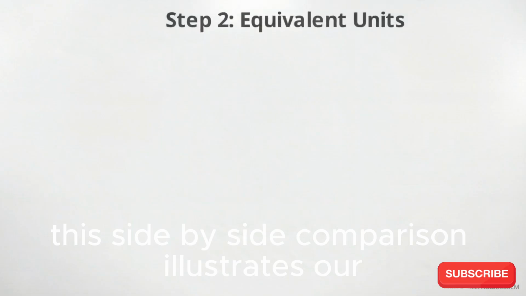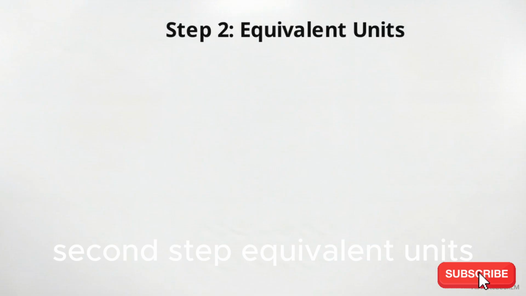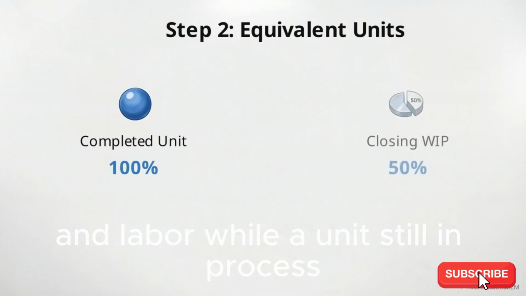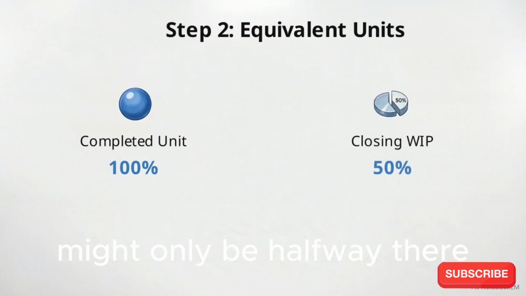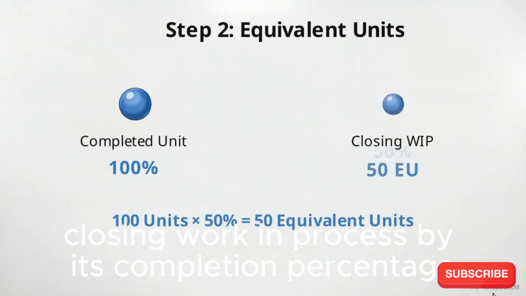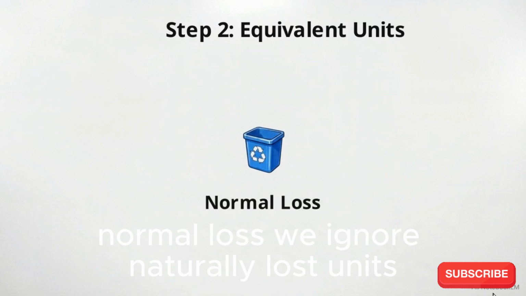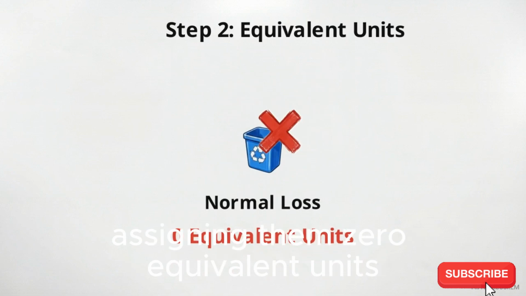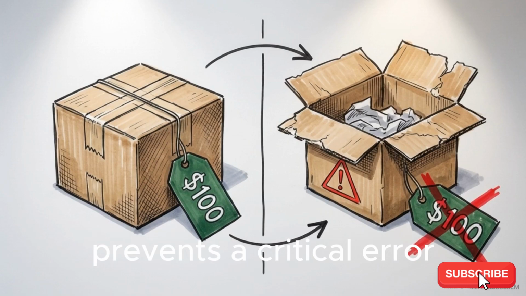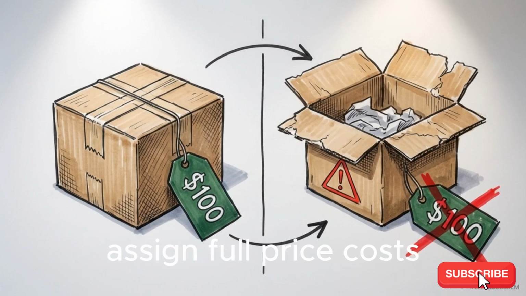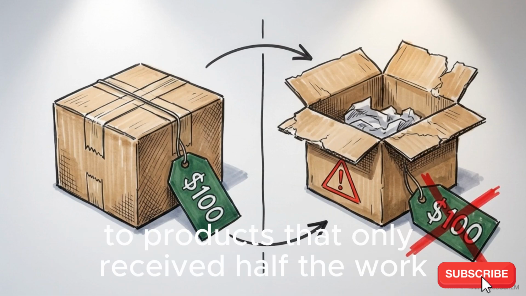This side-by-side comparison illustrates our second step, equivalent units. A finished product has received 100% of its materials and labor, while a unit still in process might only be halfway there. To make the accounting work, we convert incomplete work into whole units by multiplying closing work in process by its completion percentage. There is one strict exception, normal loss. We ignore naturally lost units, assigning them 0 equivalent units. Normalizing these partial items prevents a critical error. It ensures the system doesn't accidentally assign full price costs to products that only received half the work.